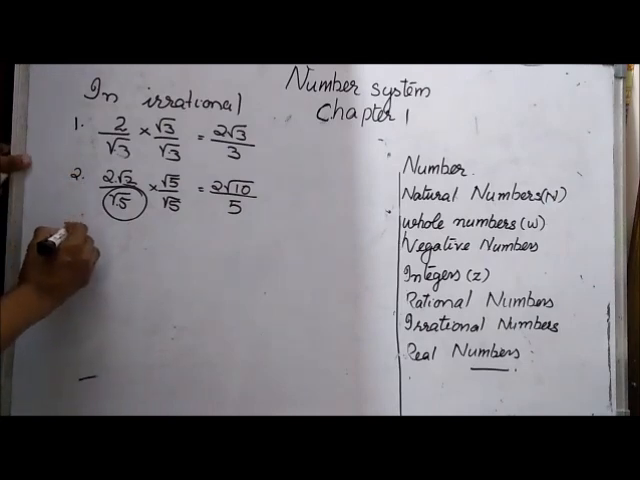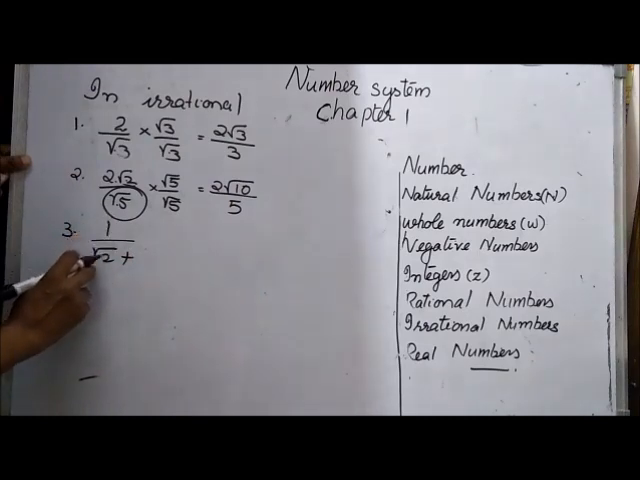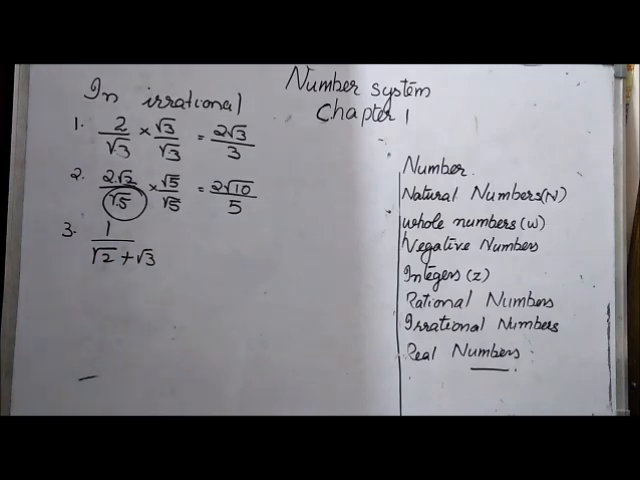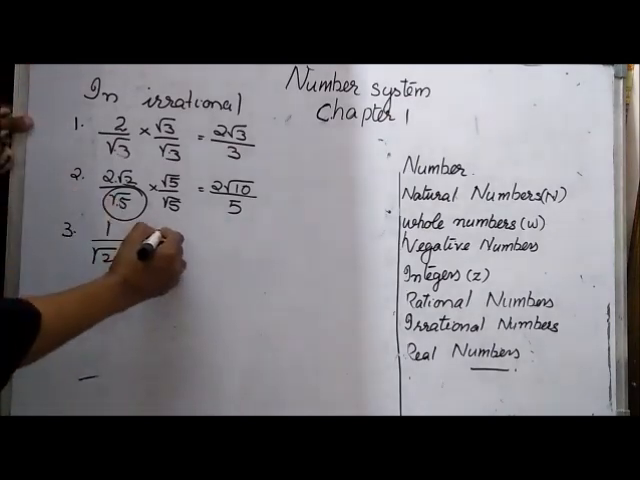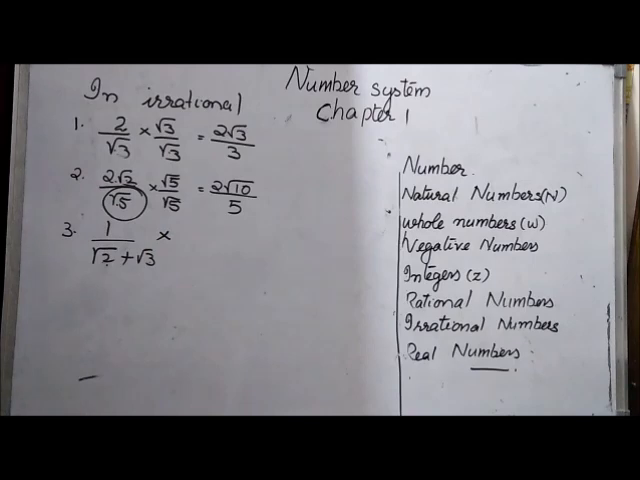Now, if it comes like this, 1 upon root 2 plus root 3, how will we remove the surds from the denominator? Here we will rationalize the denominator. How will we do it? Here it is A plus B. If we multiply A plus B by A minus B, it will become A square minus B square. That means the two terms will be converted into squares and the roots will disappear.